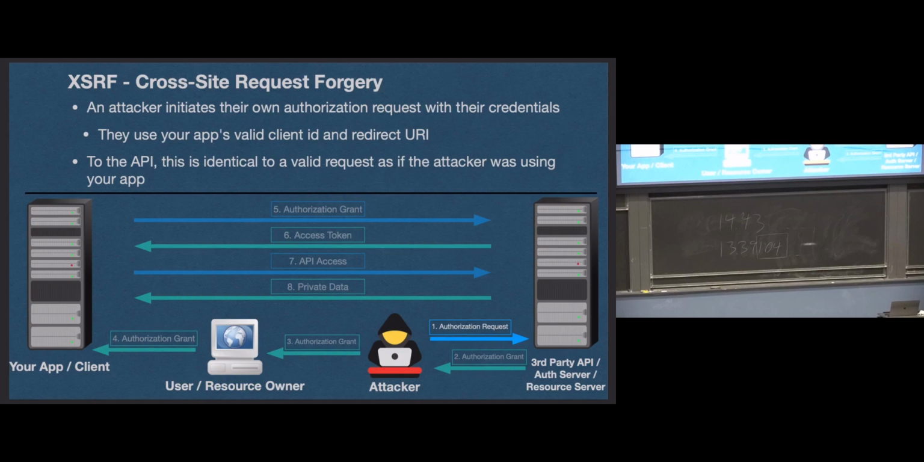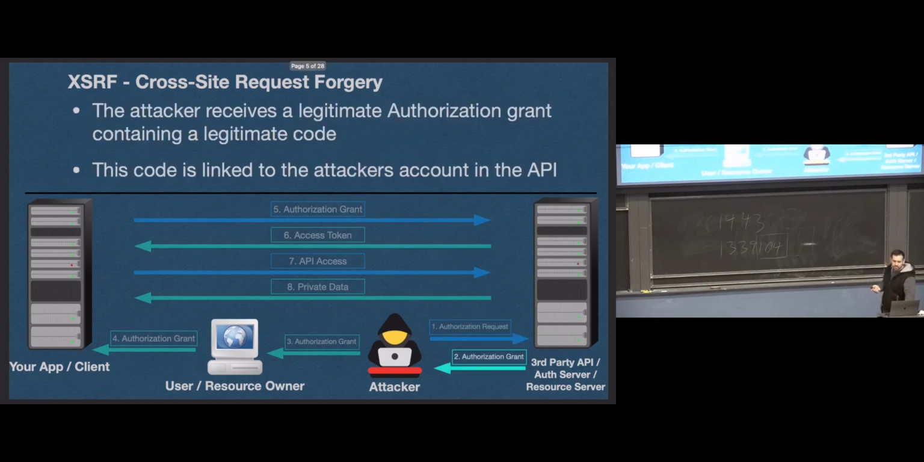So that's what they're going to do. They're going to create a request with their account. They're going to authenticate with the third-party API with their account, which is legitimate. I mean, they're an attacker, so maybe not. But it's an actual account on the API. They're going to use our client ID and our redirect URI to make that request. They're going to click agree, of course, and they're going to get an authorization grant that's linked to their account.